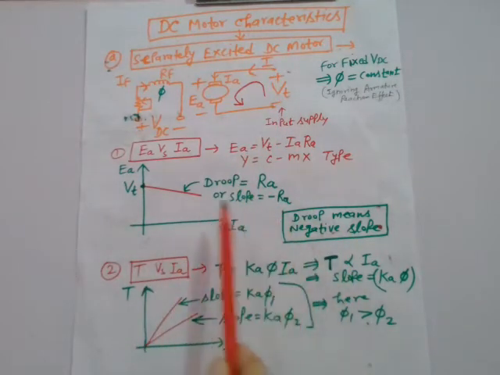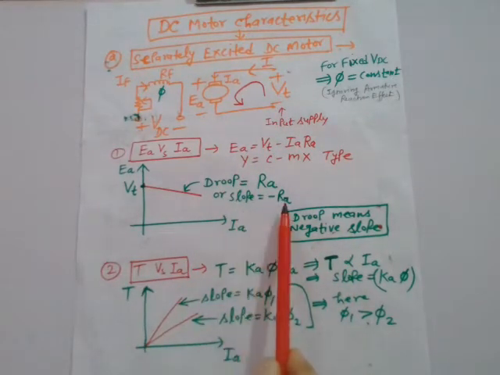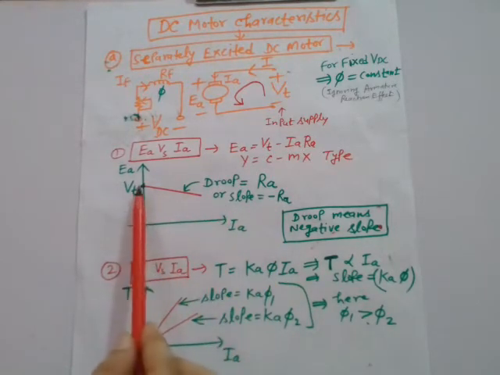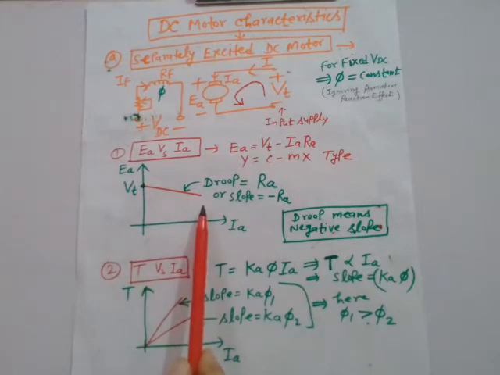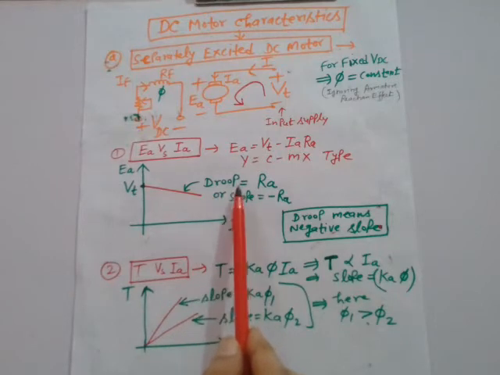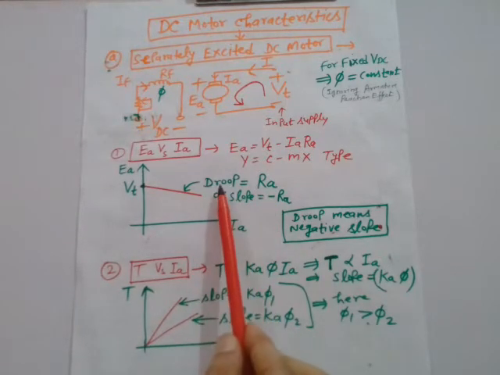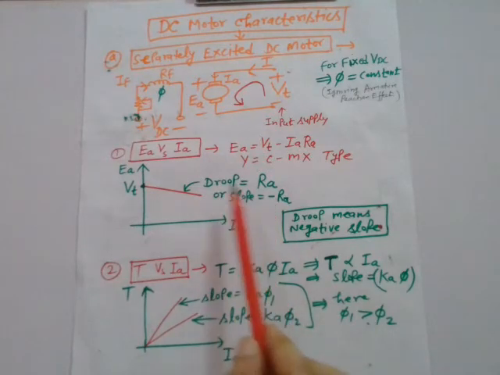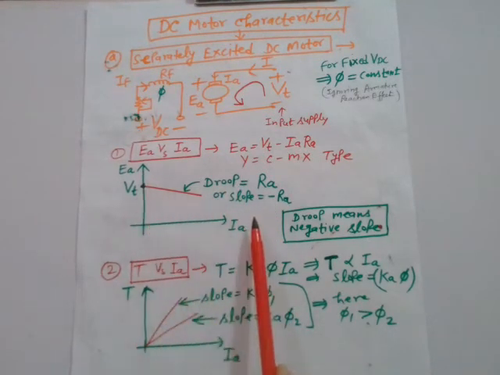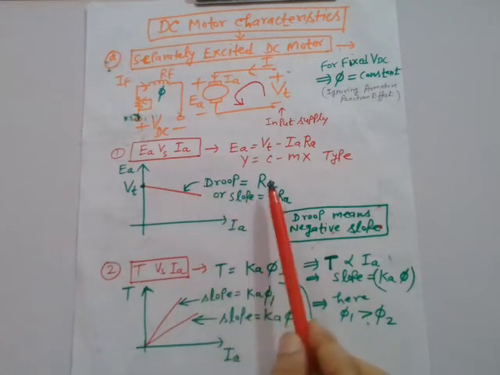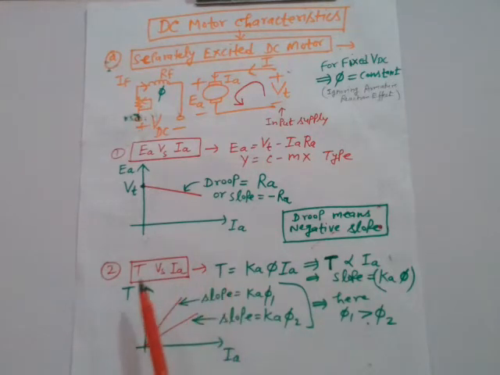Now here slope is negative, right, which is minus RA. So that means you will get this kind of characteristic. It is a falling characteristic like this, right? So negative slope has got its own technical name, that is called droop, D-R-O-O-P. Droop means negative slope, right? Droop indicates the negative slope, right? So either you write slope is equal to minus RA or you write droop is equal to RA, both are one and the same, right? So this is the EA-IA characteristic.